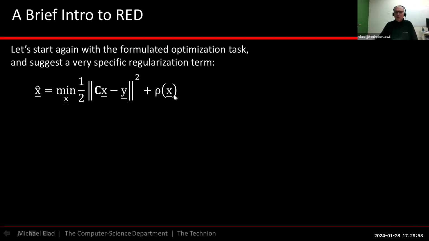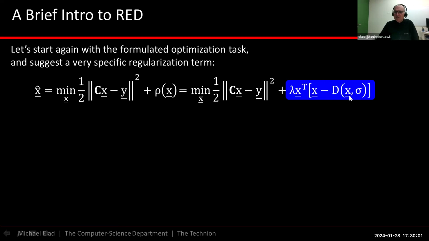What we did is to suggest a very specific expression for rho. We said, rho, you will be this bluish part. This expression uses a denoiser in order to explain what is the energy here. So it doesn't look like something natural. So let me explain what is the intuition behind this expression.